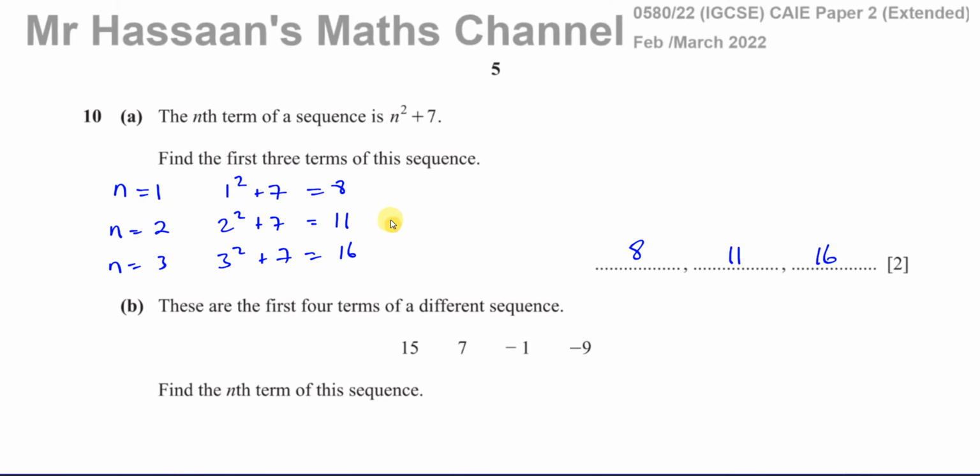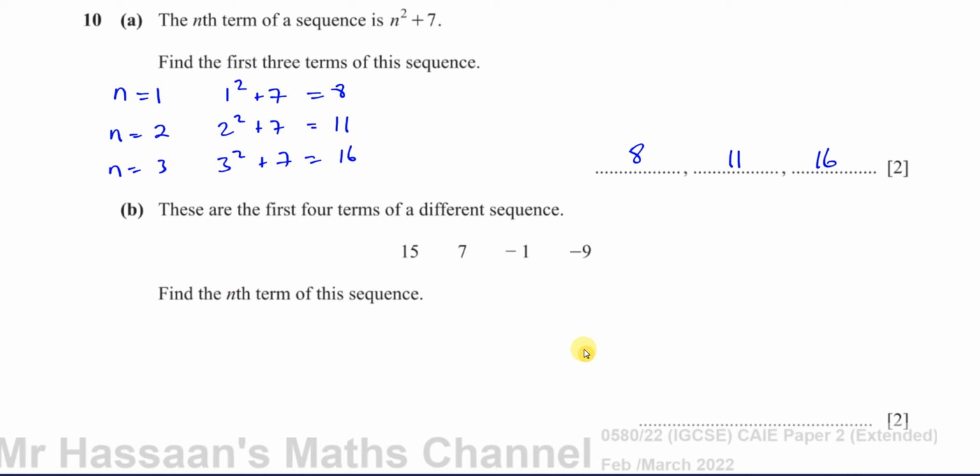Then part B says these are the first four terms of a different sequence. So here we have a different sequence, and we want to find the nth term of this sequence. So when you want to find the nth term of a sequence, here we're doing the reverse. Here we have the terms and we want to find what the formula is for it. Now the first thing we need to do is to look at the differences between the terms. Okay, we see how the term changes from one term to the next.